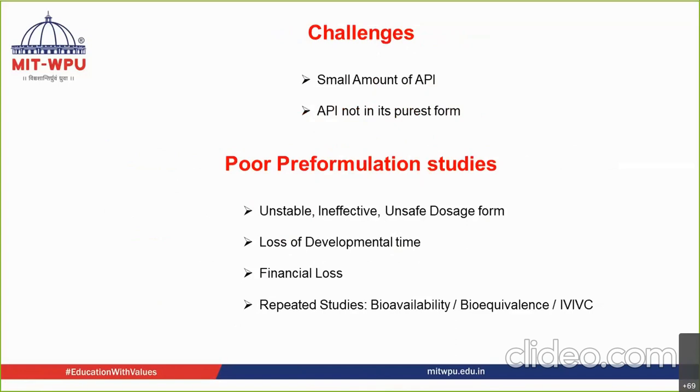We have seen the importance and the objectives of preformulation study. Opposite to that, what is going to happen if the preformulation studies are not carried out, or if the preformulation studies that are carried out are very poor in nature, but the good preformulation studies are not carried out? Okay, the first thing that is going to happen is you are going to develop an unstable, an ineffective, and an unsafe dosage form.